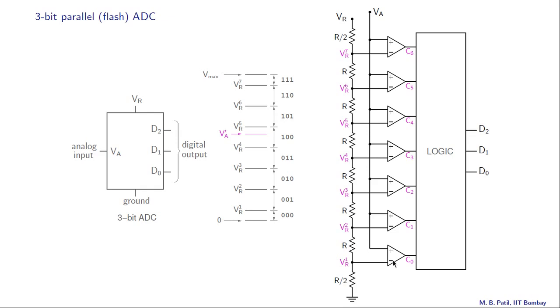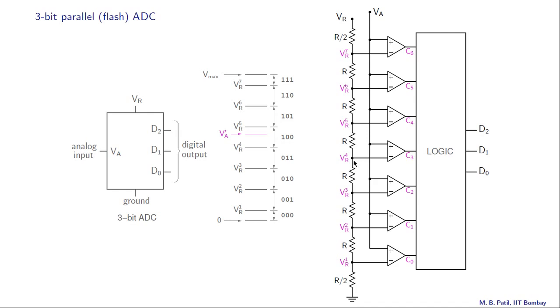Next, we have these comparators. One input for all comparators is common, that is the plus input, and that is connected to the applied analog voltage VA. The second input, the minus input, is VR1 for this comparator, it is VR2 for this comparator, and so on.